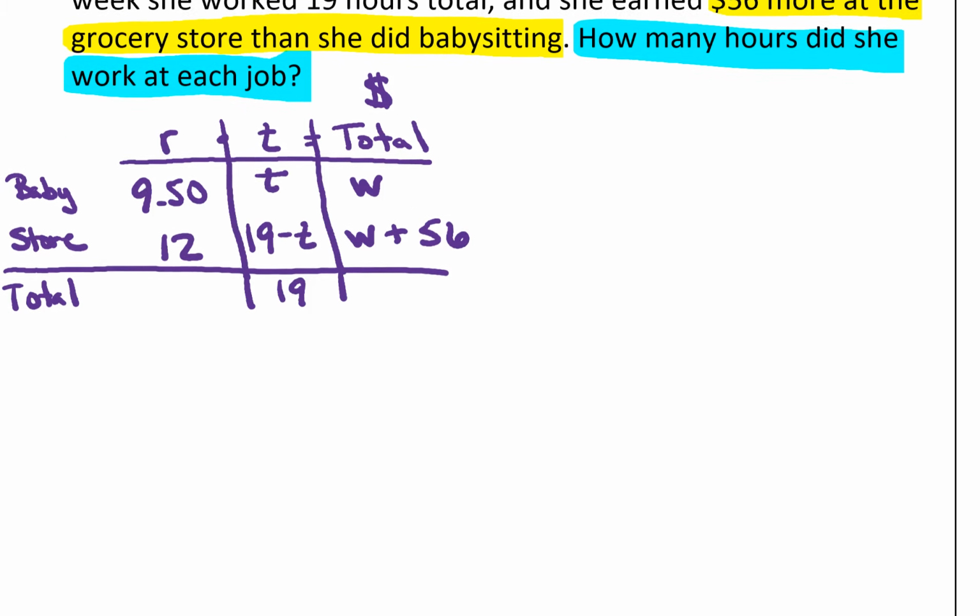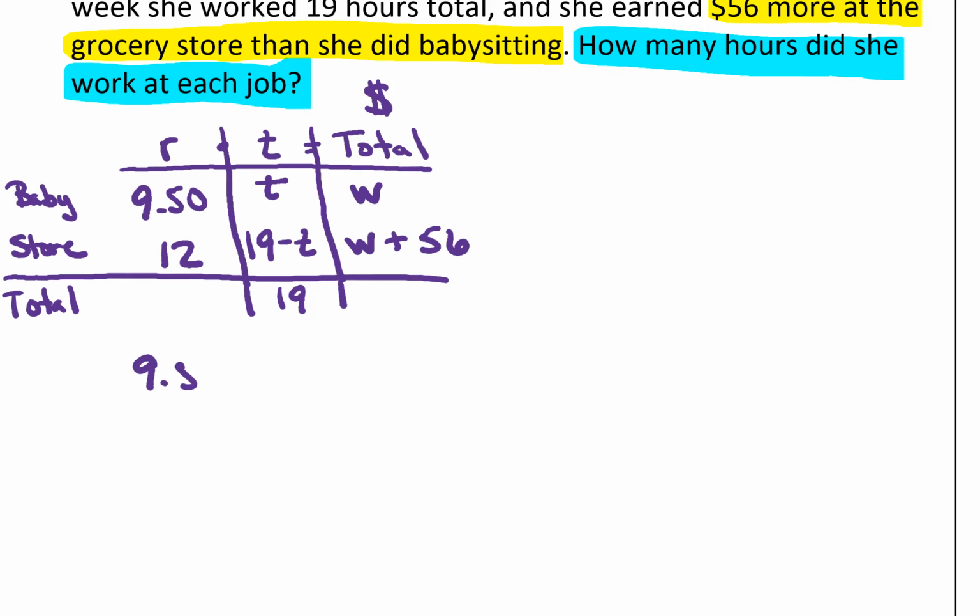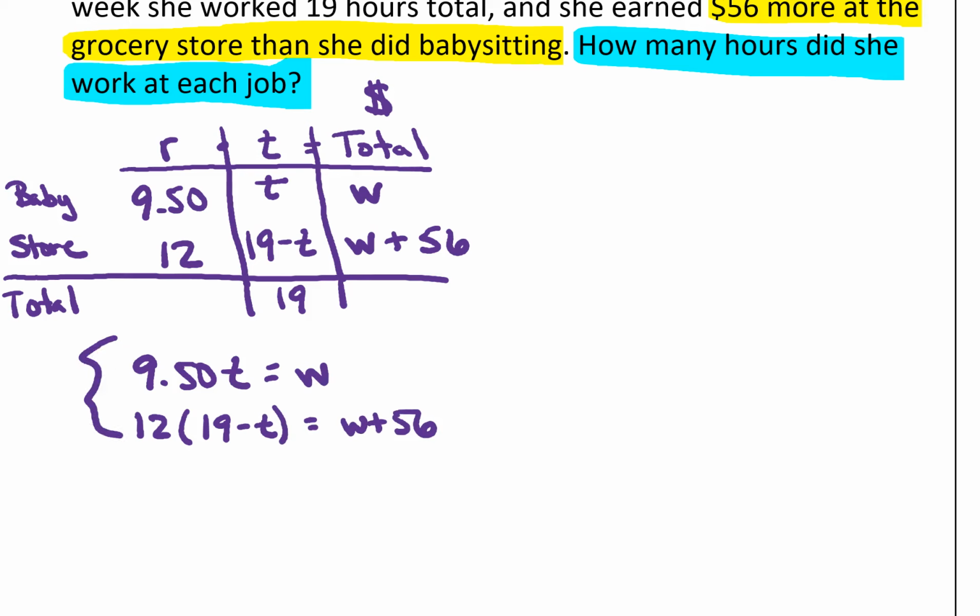So now this sets up our system. $9.50 times the time is going to equal her wage for babysitting. And then 12 times 19 minus T equals W plus 56, because she's making more money at the store. So now again, set this up for substitution. 12 times 19 is 228 minus 12T equals, so W we're going to plug in 9.50T plus 56.